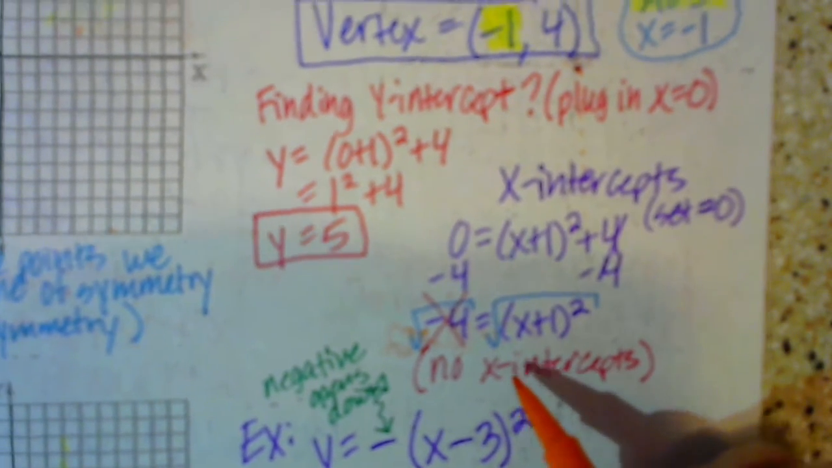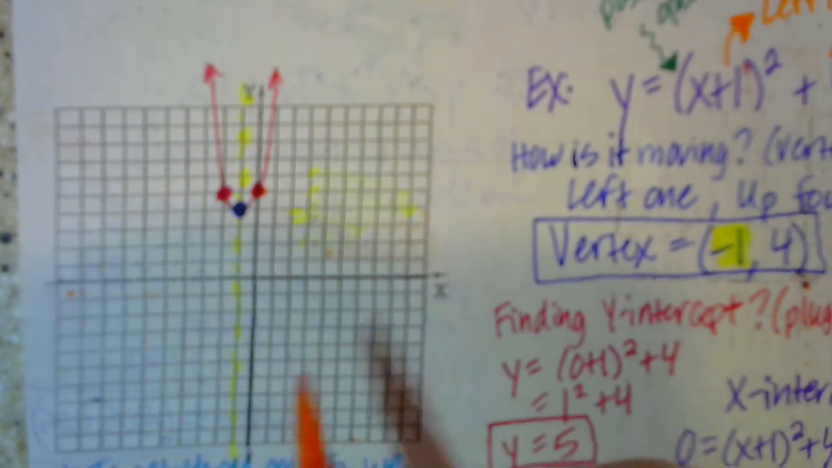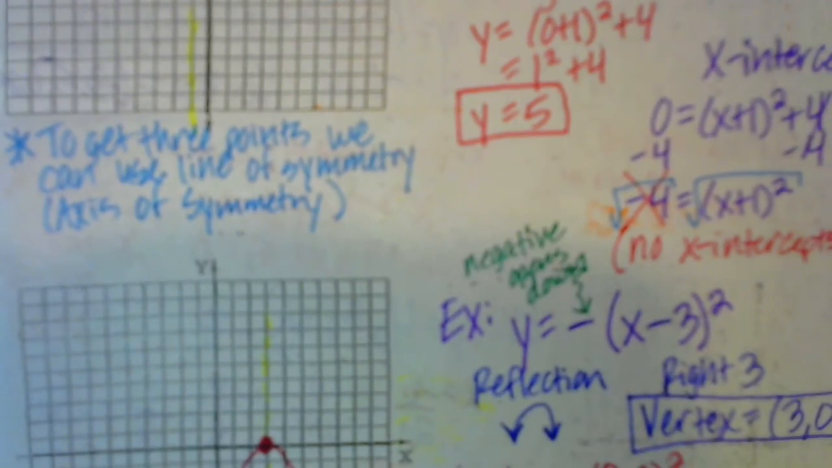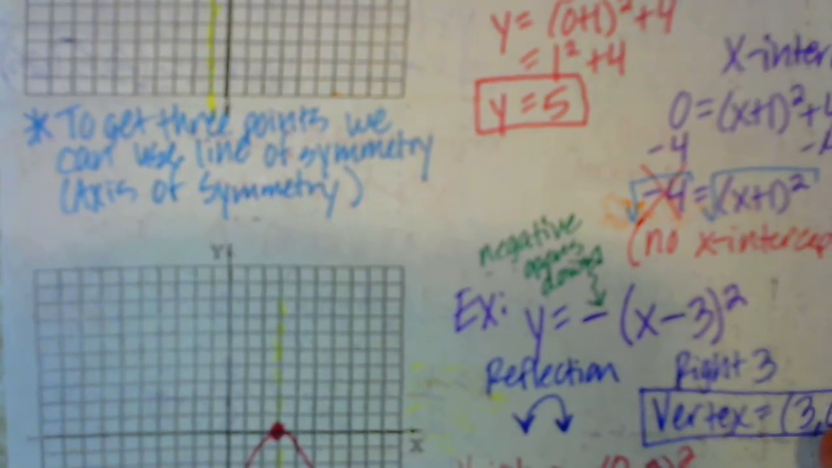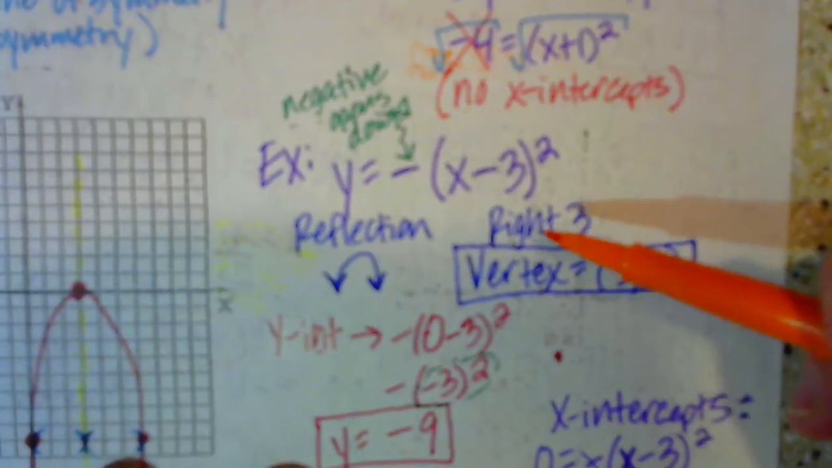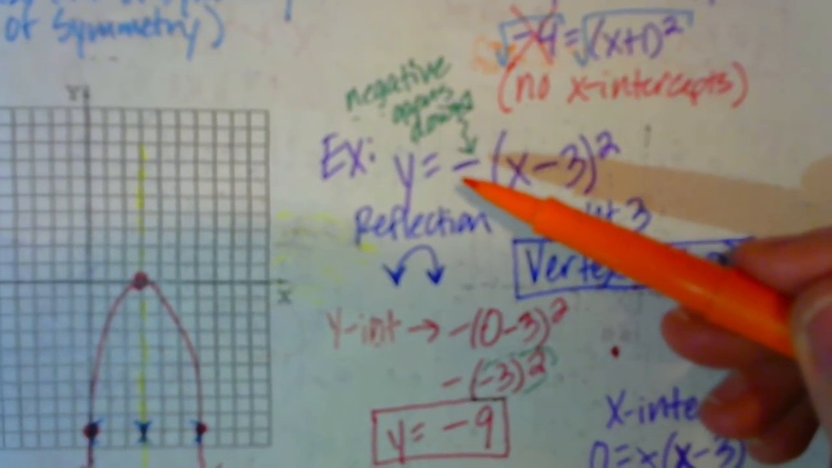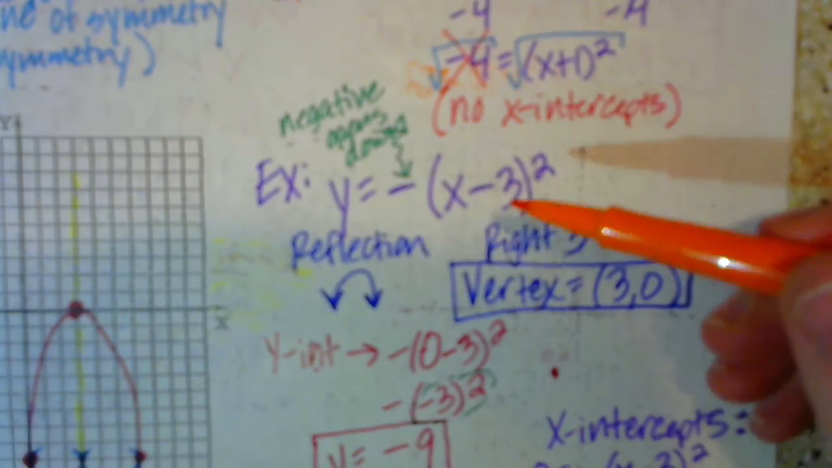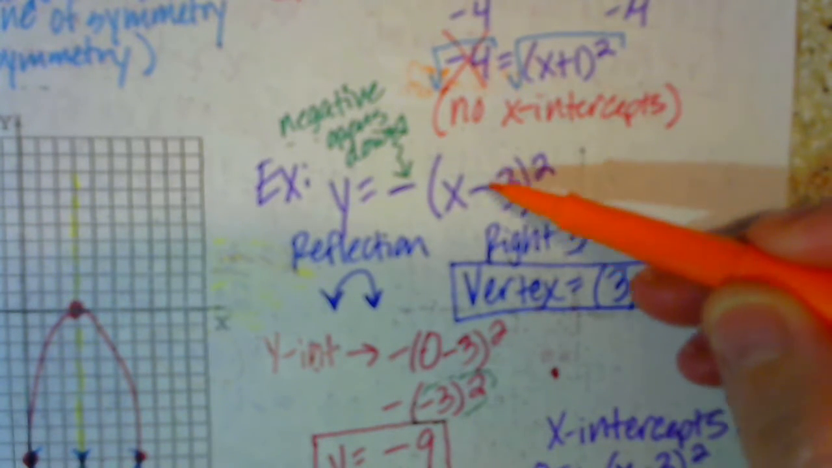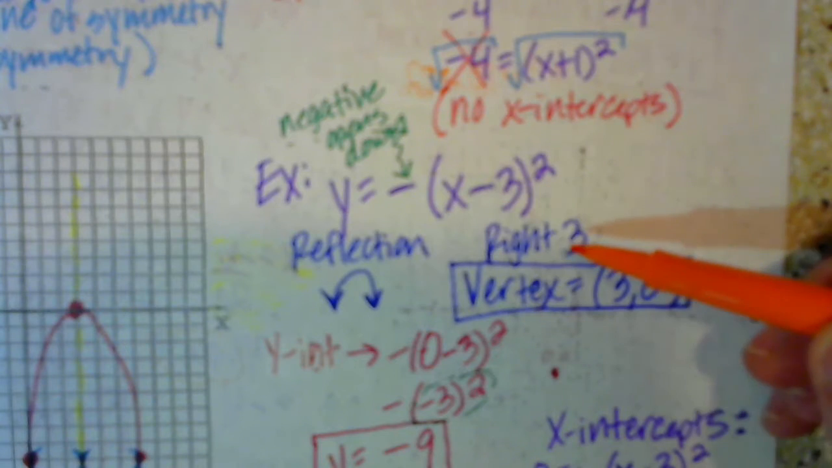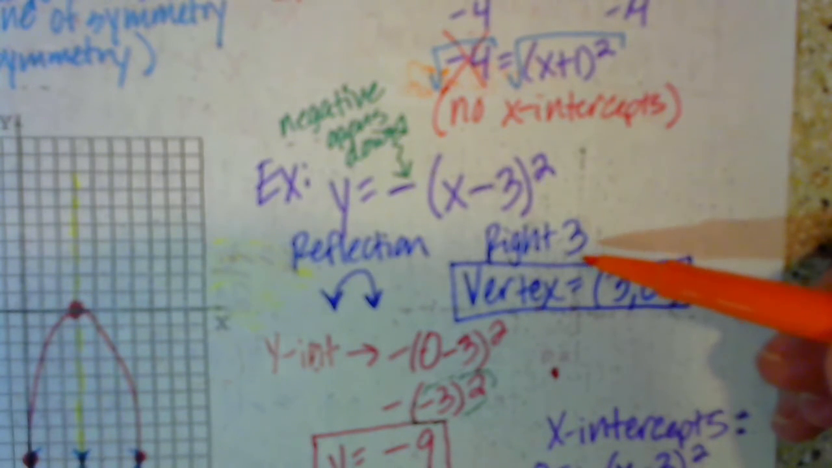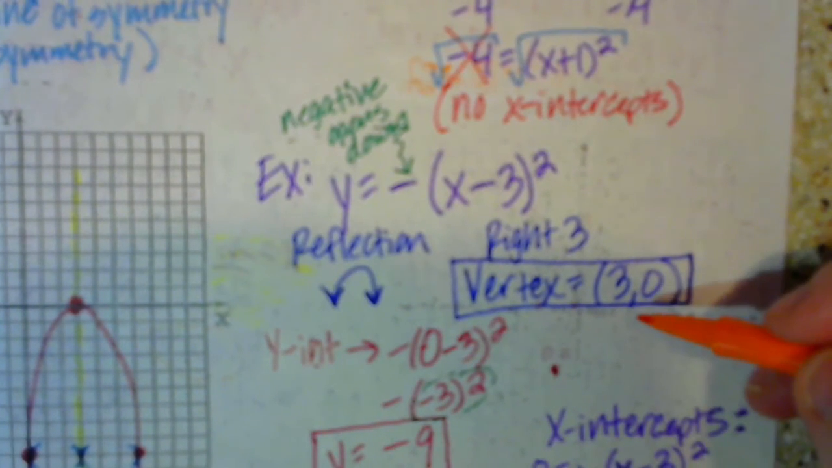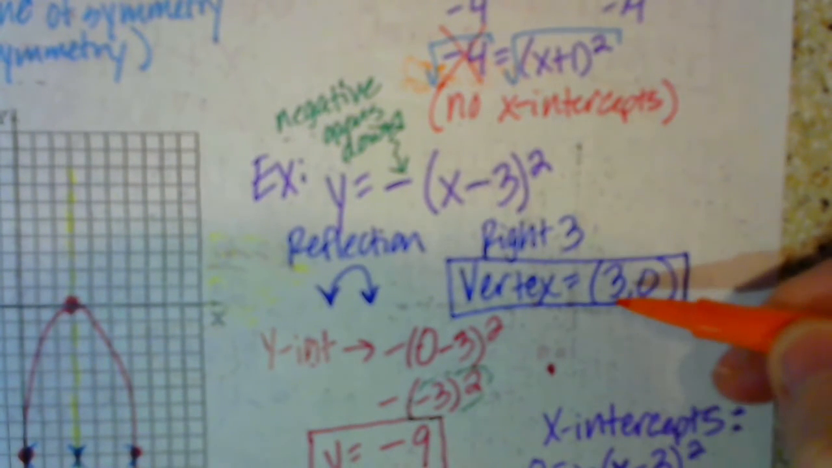Okay? The next one I show you, and you can see it opens up so it never touches the x-axis. The next one I'm going to show you, it will have x-intercepts. So, let's see, you got a negative in the front, so I know it opens down. They call that reflection. Opposite sign, because it's inside parentheses, so I know this one is moving to the right 3. There's no number on the outside, so it doesn't move up or down. So that means my vertex is just 3, 0.